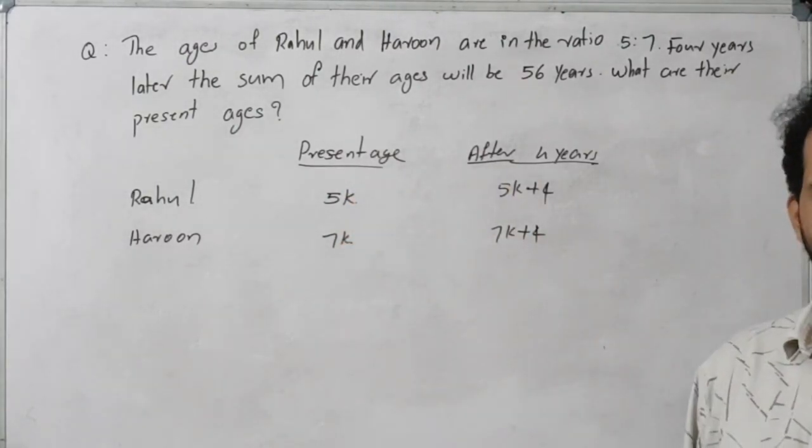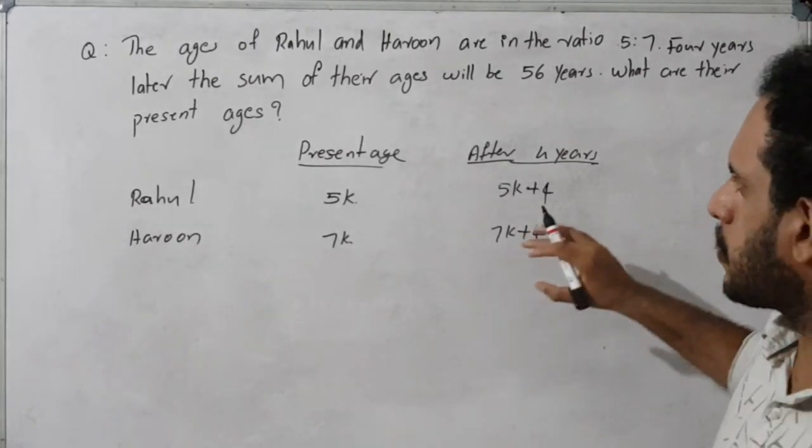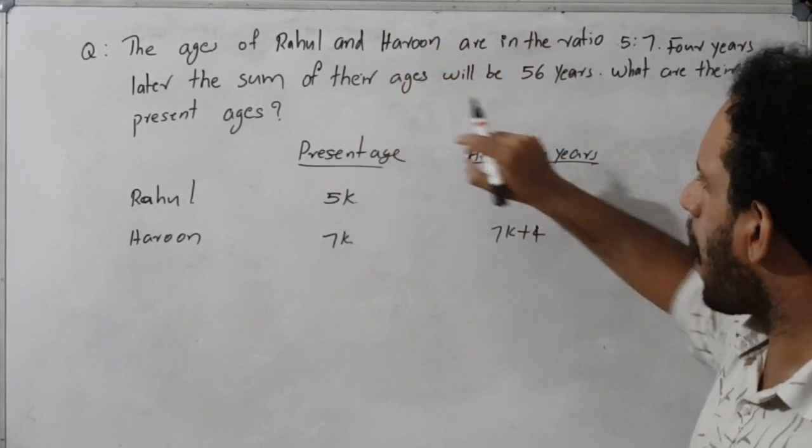4 will be added. Then what is the relation given? The relation is given if we add the ages after 4 years.